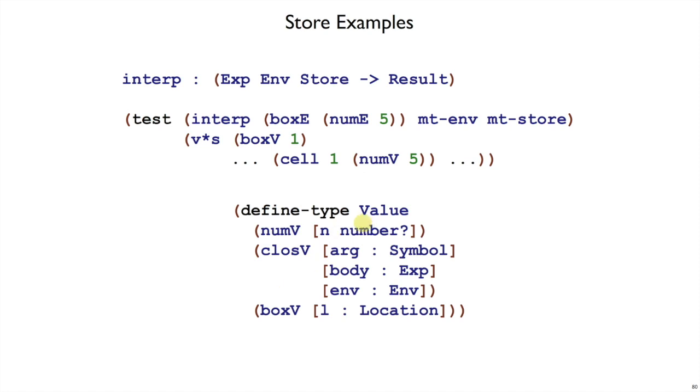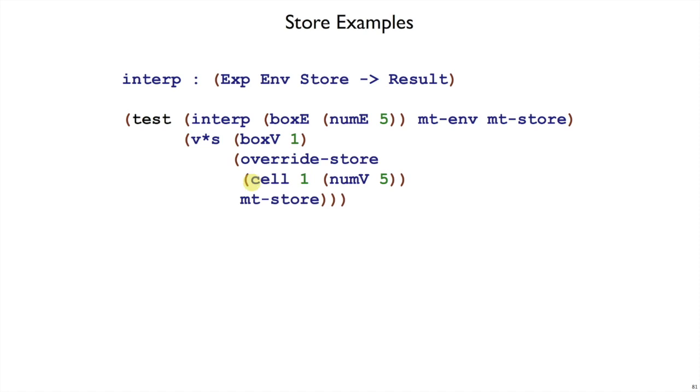That means that our value data type is going to have numv, closure v as before, and now box v has not a plain box, because we're not going to use plain boxes or state. It has a location inside of it, which remember is just a number. So a box v wraps an address, and the only thing you can do with a box v is go look at that address or change the value at that address. So that's why we have box v 1 and cell 1. The 1 has to be the same number because that's the number we just allocated and we want to refer to that allocated spot. But this cell goes in the overall store by adding to the empty store. Empty store because that's what we started with, and then override store because that's how we map a new cell value into the store.